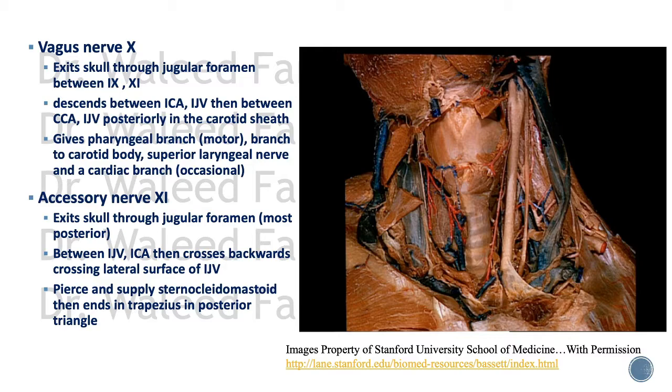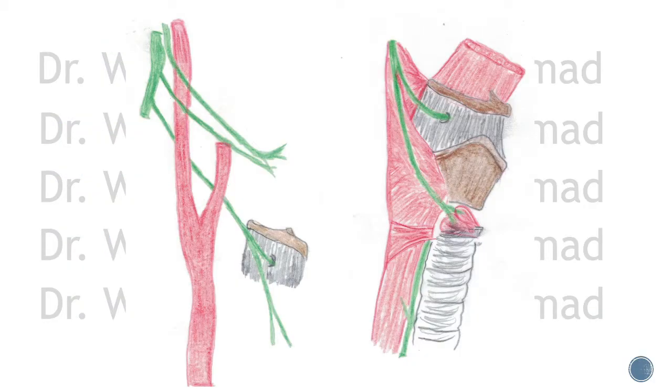Remember, it's part of the carotid sheath, and as it goes down from the jugular foramen, it turns backwards on the internal jugular vein to supply, of course, the sternomastoid, then goes to the posterior triangle to supply the trapezius.